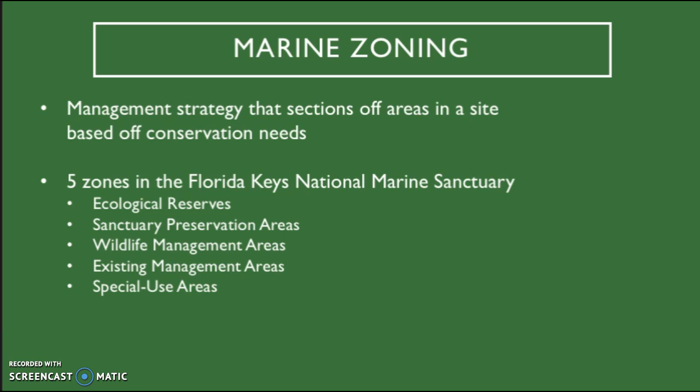The Florida Keys National Marine Sanctuary uses marine zoning as its main management strategy. Marine zoning is a conservation strategy that sections off areas into different zones based off of the importance and level of damage of each section. The sanctuary has created 5 different zones that each section can be assigned to. These zones are ecological reserves, sanctuary preservation areas, wildlife management areas, existing wildlife management areas, and special use areas.